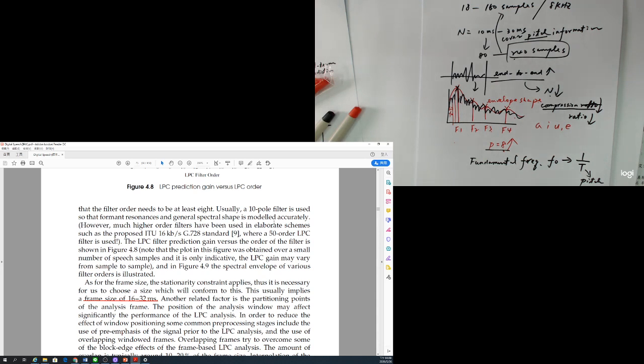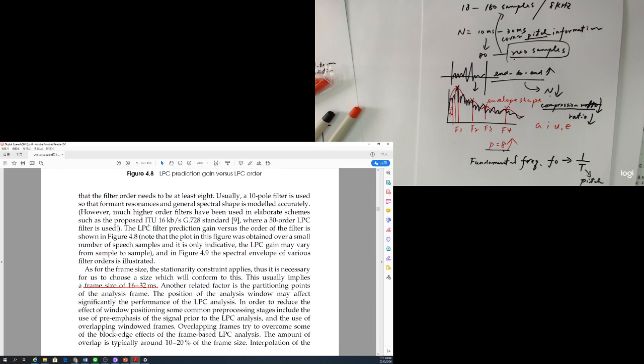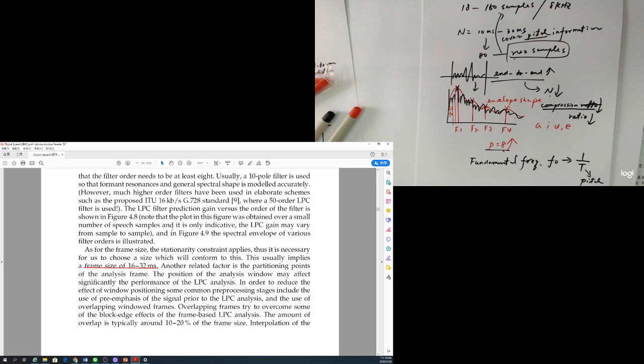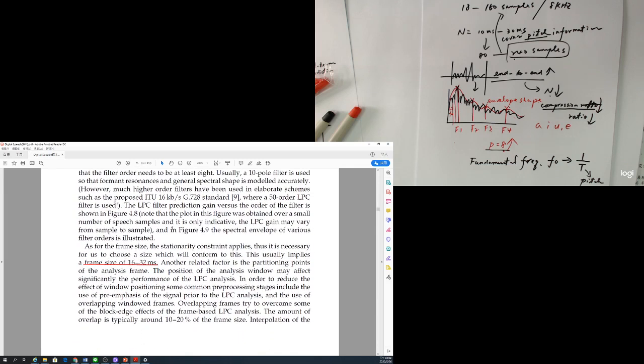Okay. However, with much higher order, sometimes complexity will be higher. However, there is one standard where they are using high order. This one is more like a low delay standard. So they are using high order to do it. However, they did not consider the pitch in their standard. So the LPC filter prediction gain, you can see here what we get. So bigger than 10 is reasonable.